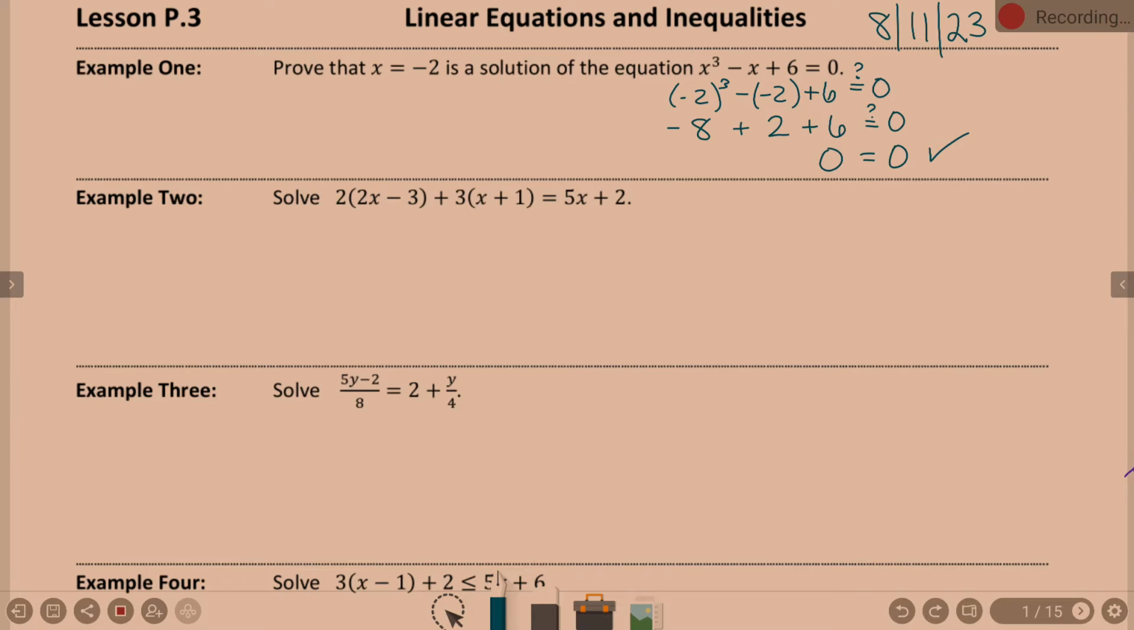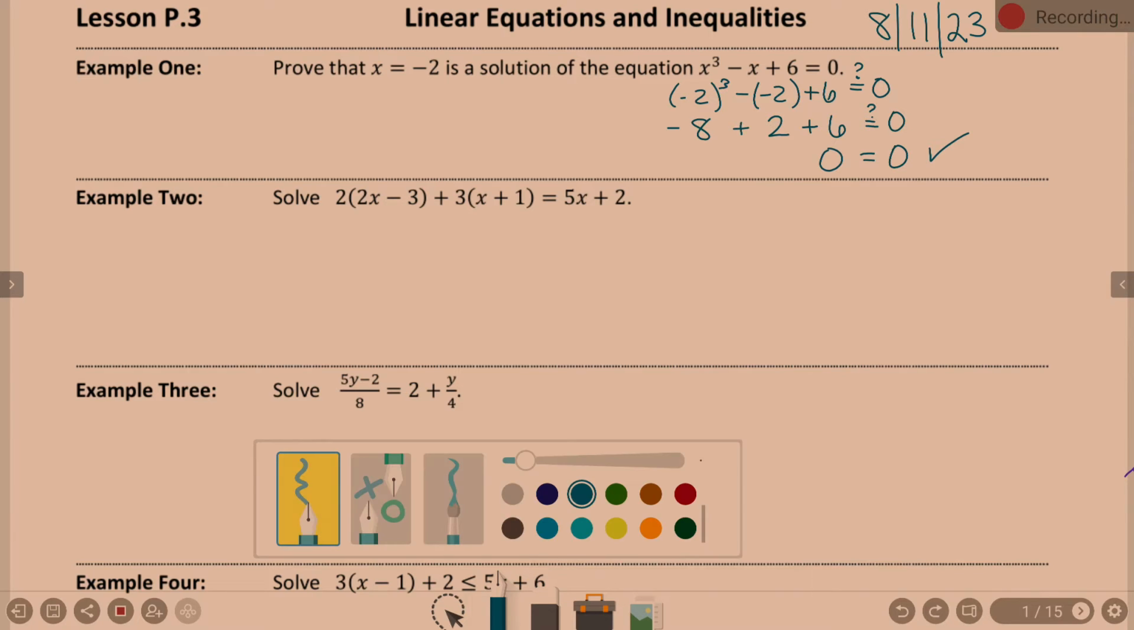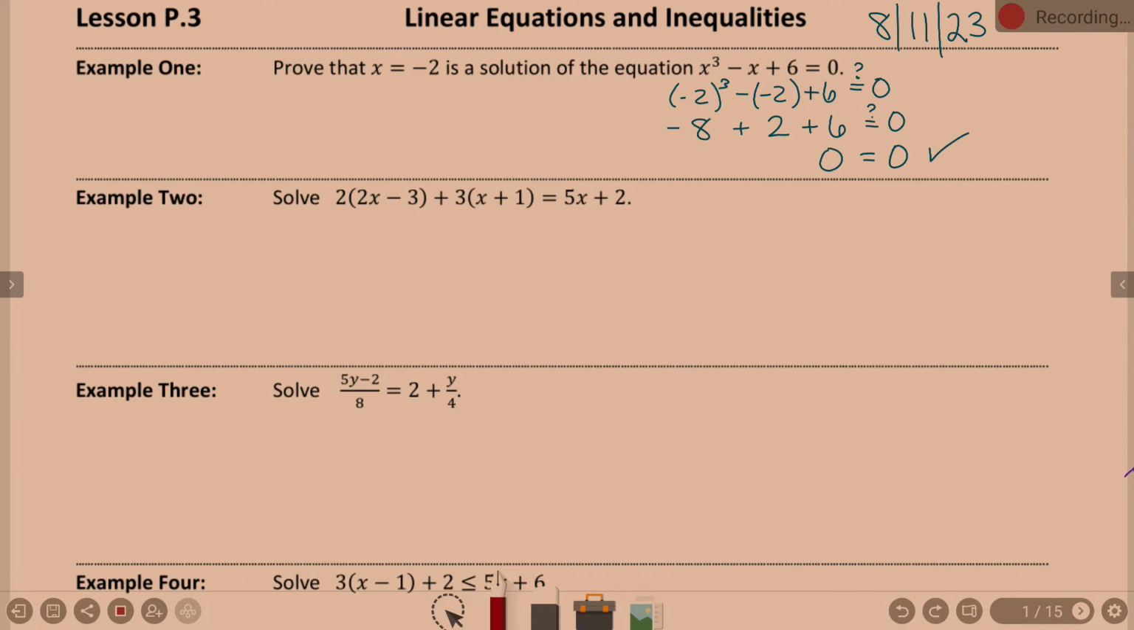Okay. Example 2. It says solve. You have it in front of you, I'm not going to read it out loud. What's step 1? Distribute. So when I distribute, you get 4x minus 6, yep, you get 3x plus 3, and it stays 5x plus 2.